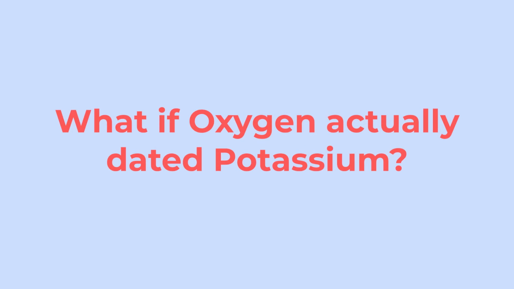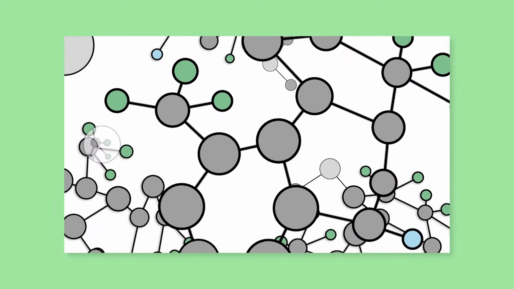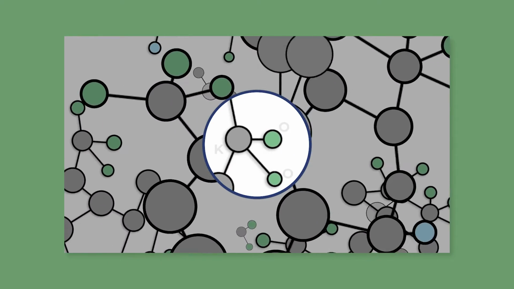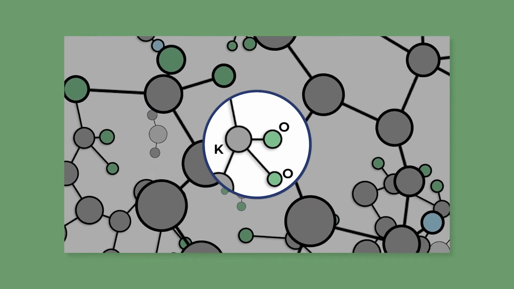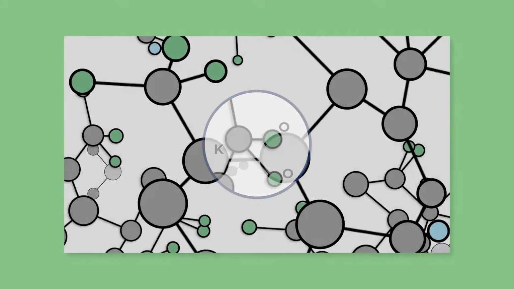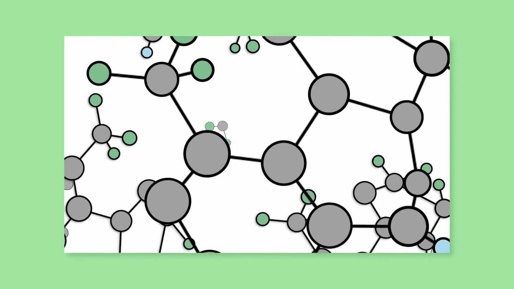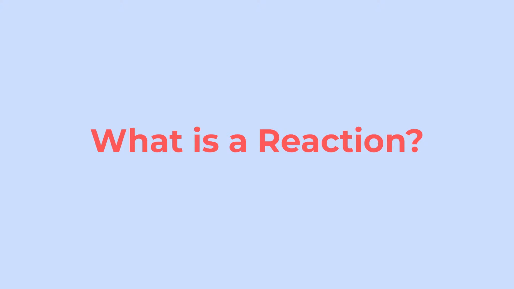What if oxygen actually dated potassium? What will the process, or I must say, dating be like? Oxygen dating potassium and getting potassium oxide as a result. Let's understand this process, or I must say, reaction. But what is a reaction?